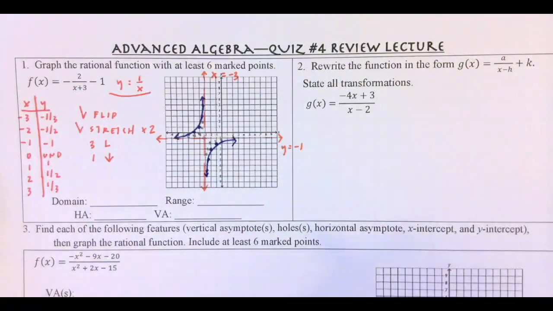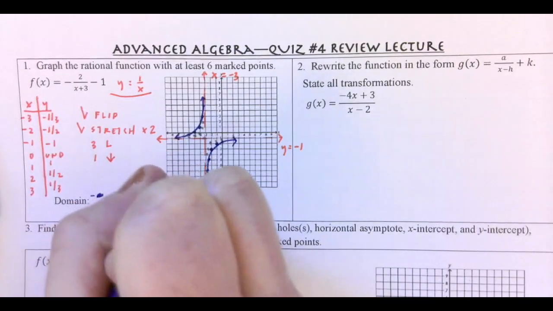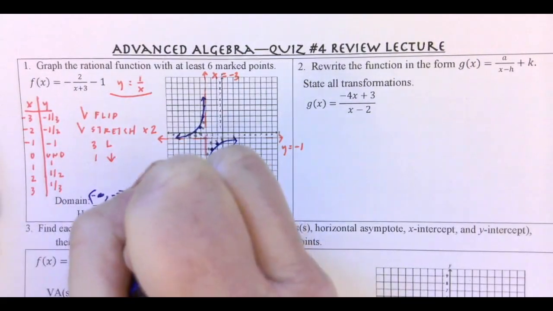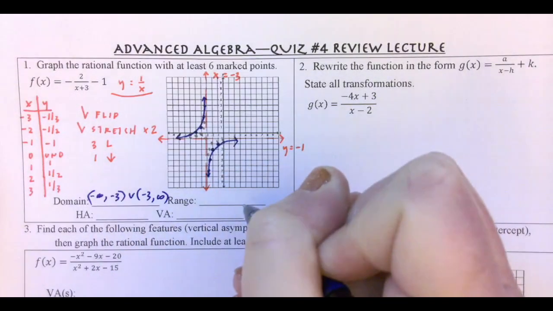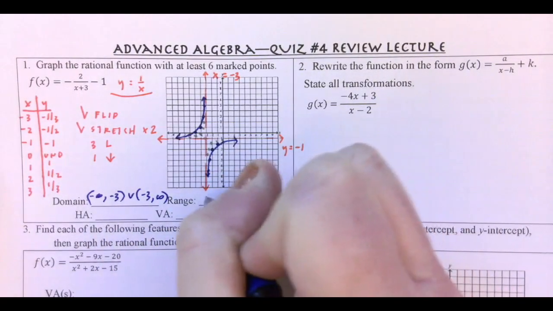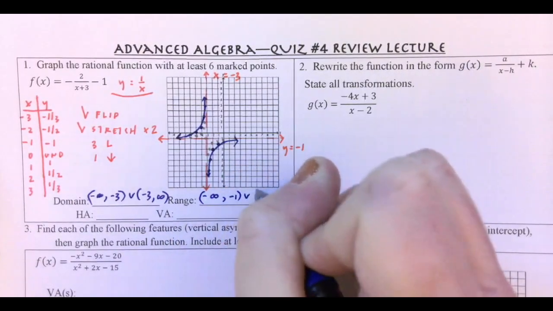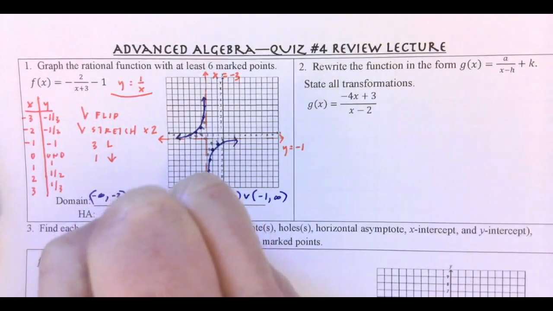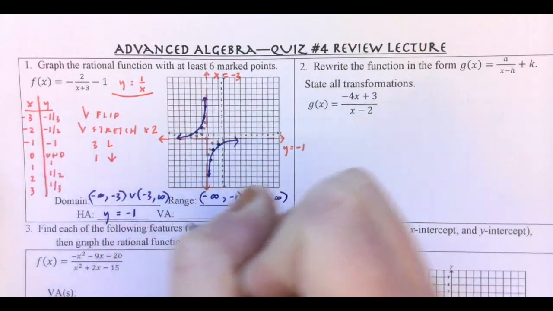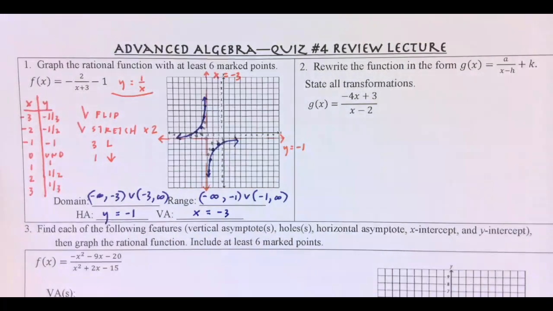Okay, my domain, I'm saying anything but -3. So -infinity to -3, union, -3 to infinity. My range, y can be anything but -1. So -infinity to -1, union, -1 to infinity. My horizontal asymptote is at y equals -1. My vertical asymptote is at x equals -3.